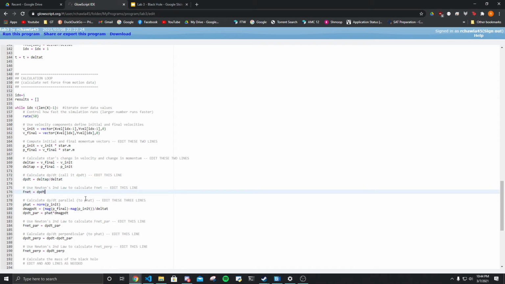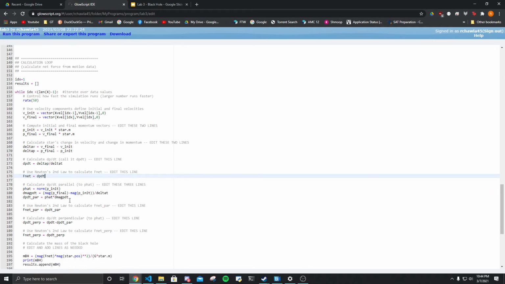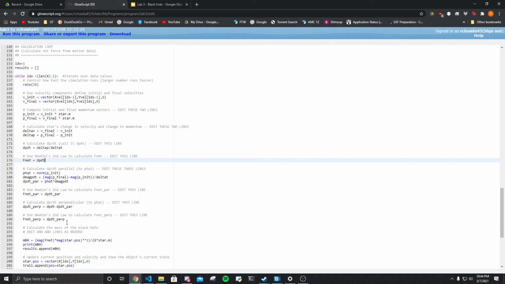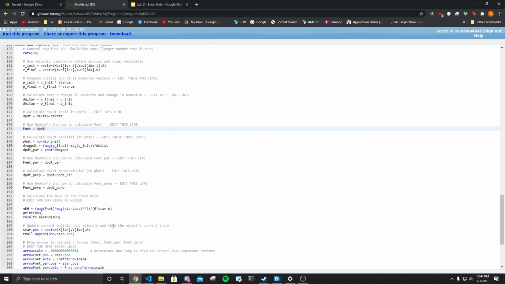And then using Newton's second law, I can calculate the net force with this. And then I also calculate dp/dt parallel. And I also use Newton's second law to calculate F net parallel, dp/dt perpendicular, F net perpendicular, and then calculate the mass of the black hole, basically by using the equation that I described earlier on the slides.